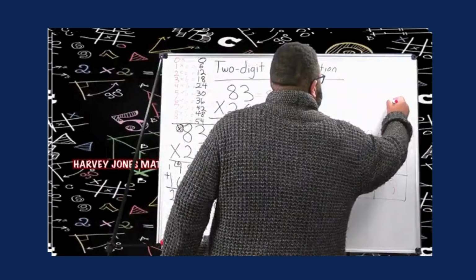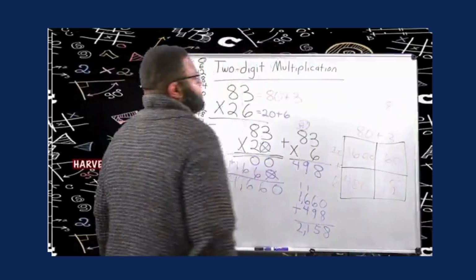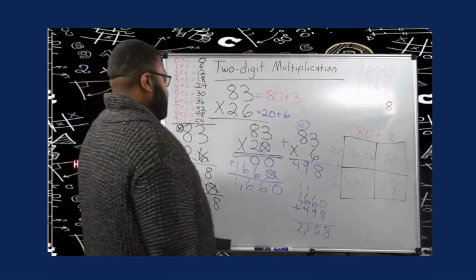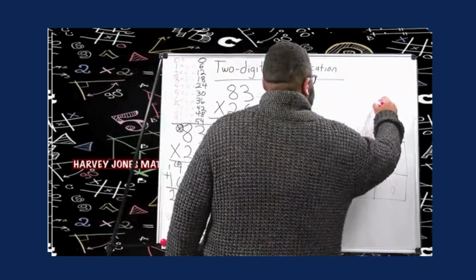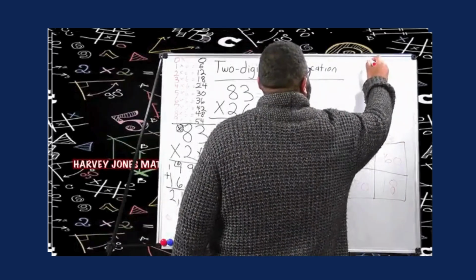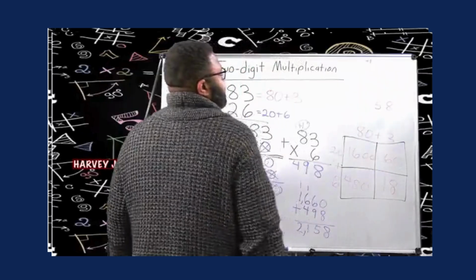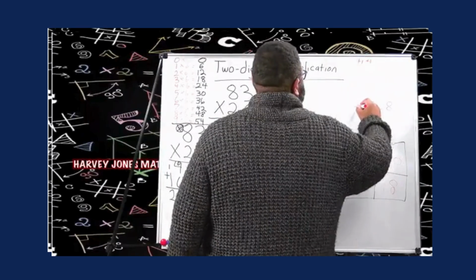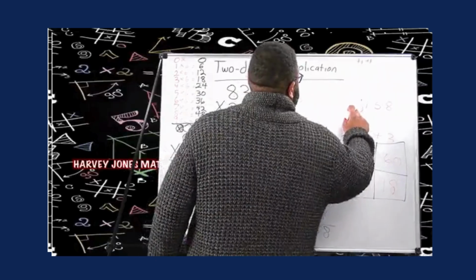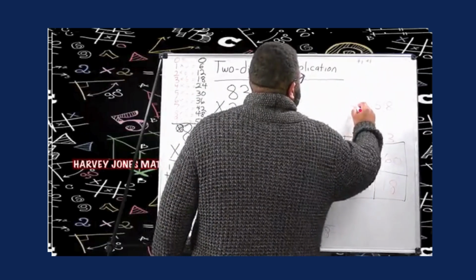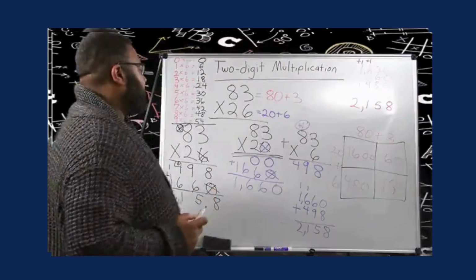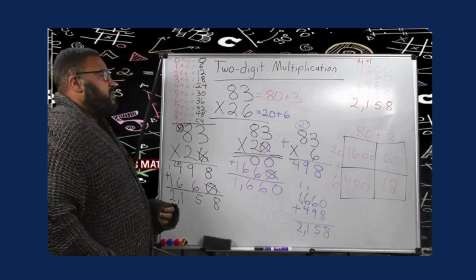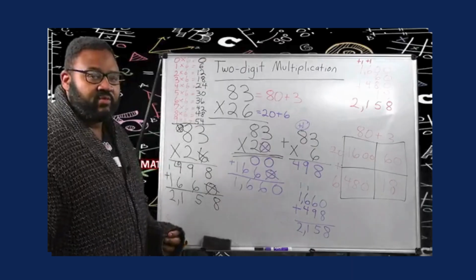And 0 plus 0 is 0, plus 8 is 8. That's 9 plus 6, which is 15. Carry my 1 up here. 10 plus 1 is 11. Carry my 1 up here. 1 plus 1 is 2. And I got 2,158. Where is that? Right there. 2,158. So that's what we're talking about tonight.